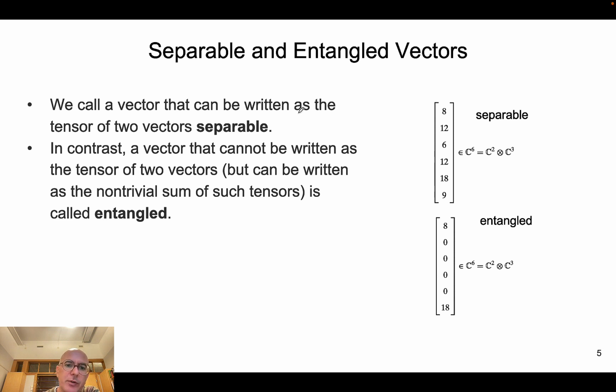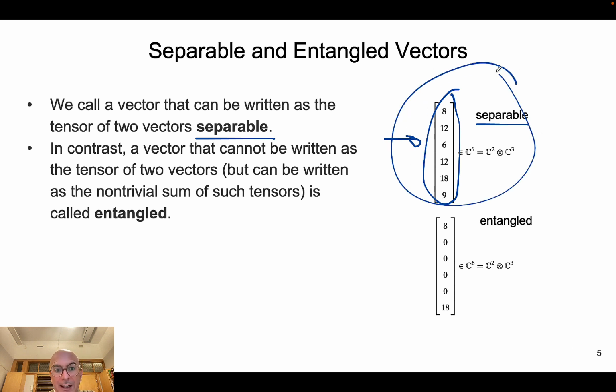So this leads us to the definition of separable and entangled vectors. The first example that we saw is the following. We managed to find the two vectors to combine into one big vector, and this is called separable. So we call a vector that can be written as the tensor product of two vectors separable, and this is the first case. On the other hand, in contrast, a vector that cannot be written as a tensor product of two vectors but can be written as a non-trivial sum of such tensors, for instance, is called entangled.